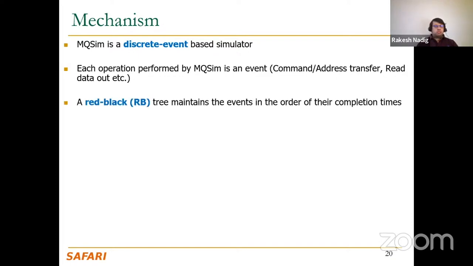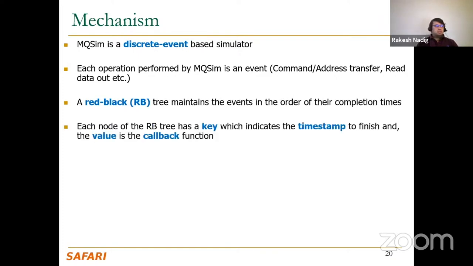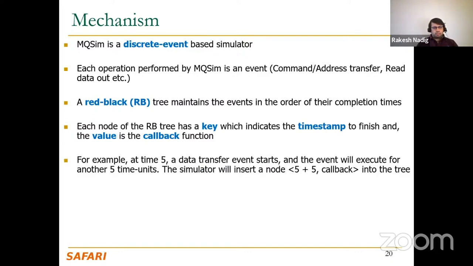So what do I mean by discrete time? There is a red black tree that maintains the events in the order of their completion times. Each node in the red black tree has a key which indicates the timestamp of the event when it finishes, and the value is the callback function. So when the event is supposed to finish, a callback function is called, which marks the end of the event.